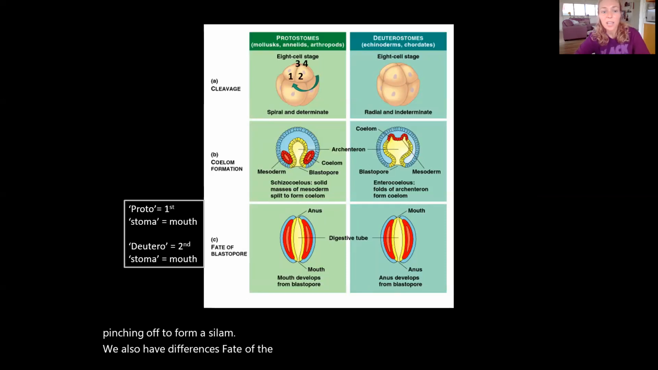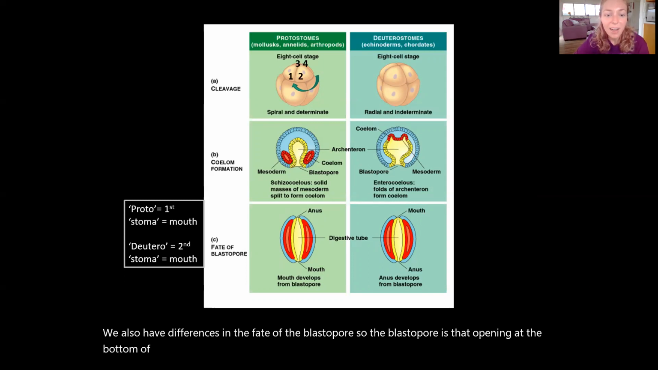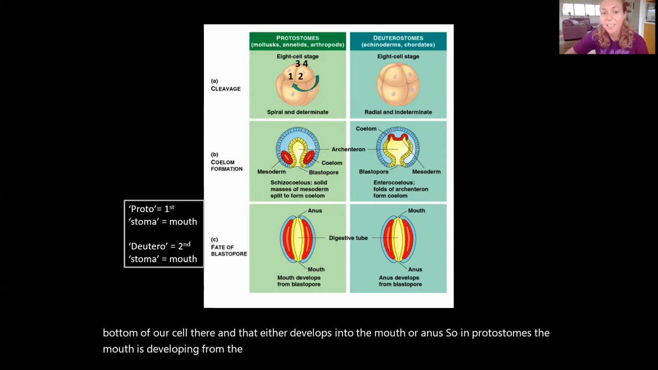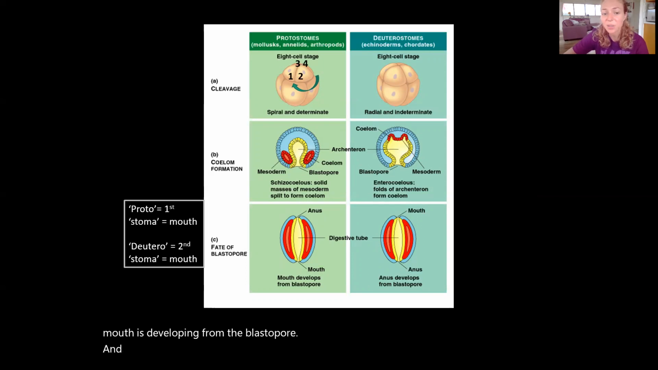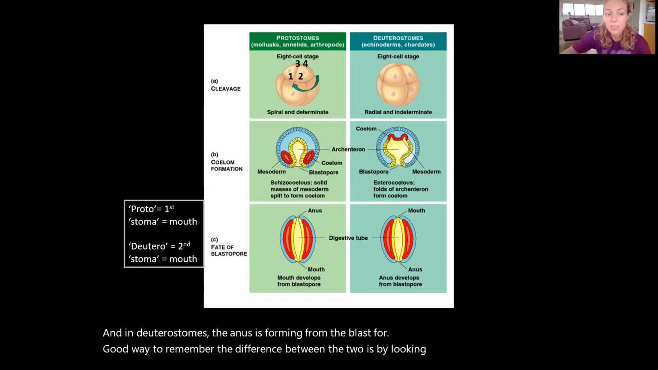So the blastopore is that opening at the bottom of our cell there, and that either develops into the mouth or anus. So in protostomes, the mouth is developing from the blastopore, and in deuterostomes, the anus is forming from the blastopore. A good way to remember the difference between the two is by looking at the roots of the words.